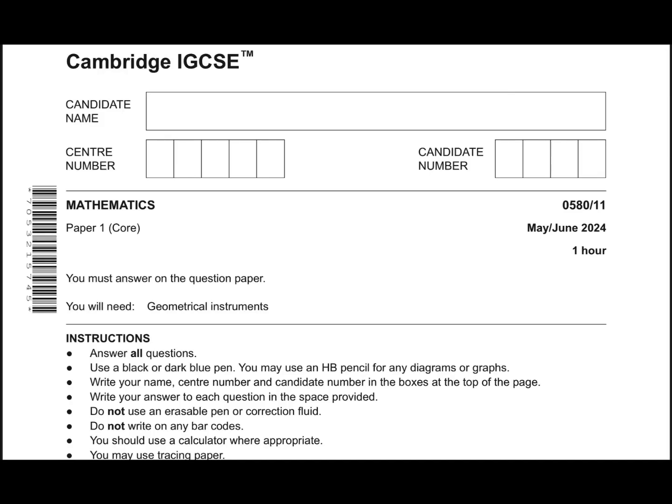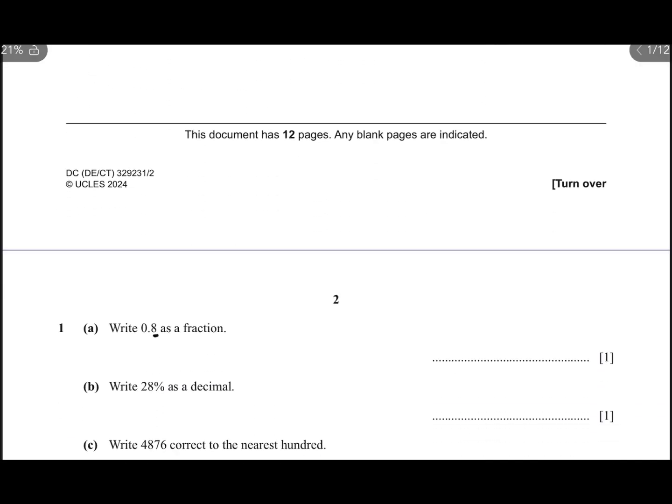Today we'll be looking at the Cambridge IGCSE past questions for mathematics. So let's start with the first question.